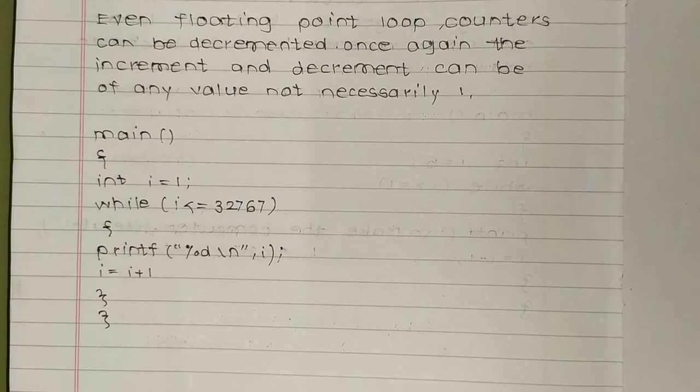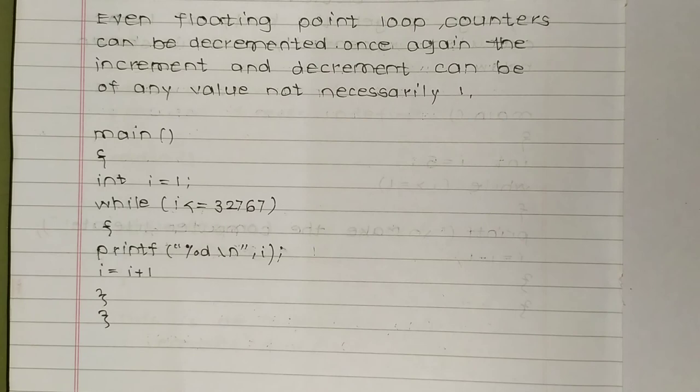So in this program, main, int i = 1, because i is an integer, while i <= 32767, printf %d \n, i = i + 1. That means increment and decrement. So here we can write i = i + 2 also. So it is not necessarily i + 1.